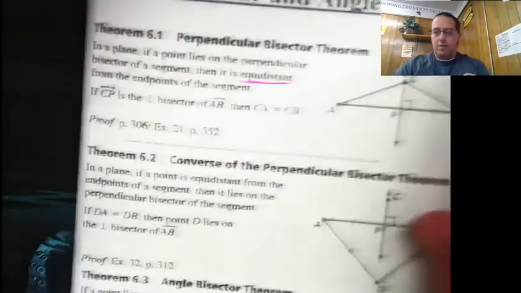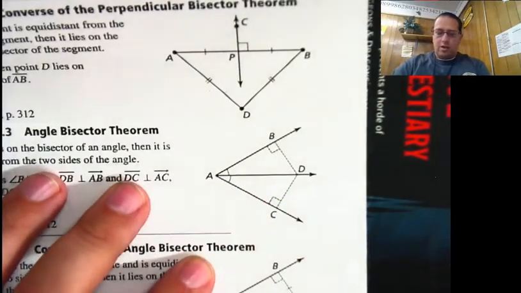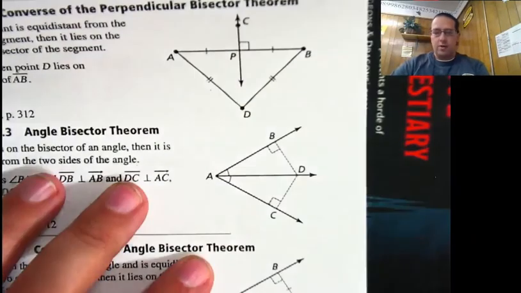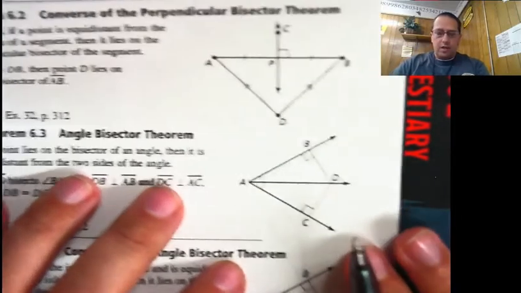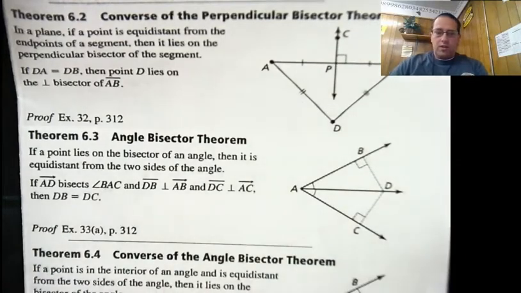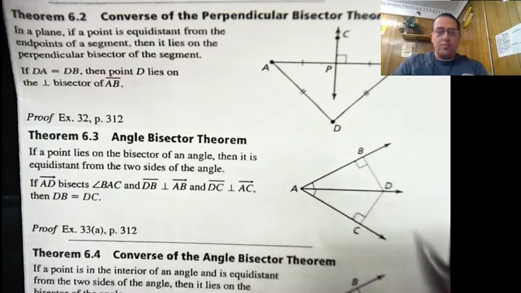We know that an angle bisector is this line right here that cuts the angle in half. So you have two congruent angles on either side of that angle bisector. Now, what we're going to do today is look specifically at the angle bisector theorem. What this says is, if there's a point on the angle bisector, it is going to be equidistant from the two sides of the angle.